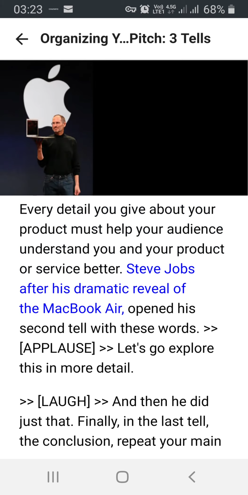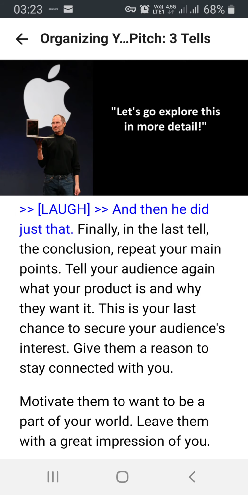Steve Jobs, after his dramatic reveal of the MacBook Air, opened his second tell with these words. Let's go explore this in more detail. And then he did just that.